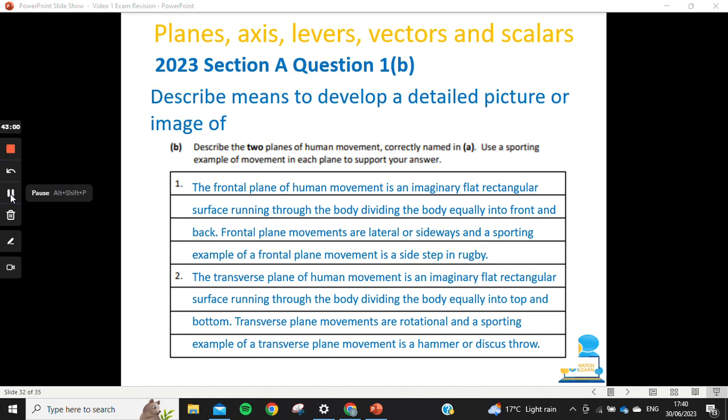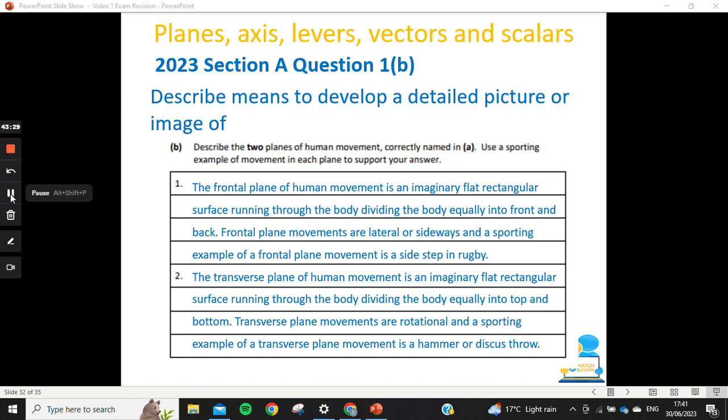And then providing the sporting example, frontal plane movements are lateral or sideways, so that's the actual movements that can take place in the frontal plane. And a sporting example of a frontal plane movement is the sidestep in rugby, but you can provide your own answer there, or whatever example that you would like to, as long as it is in the frontal plane or it's a lateral or sideways movement.